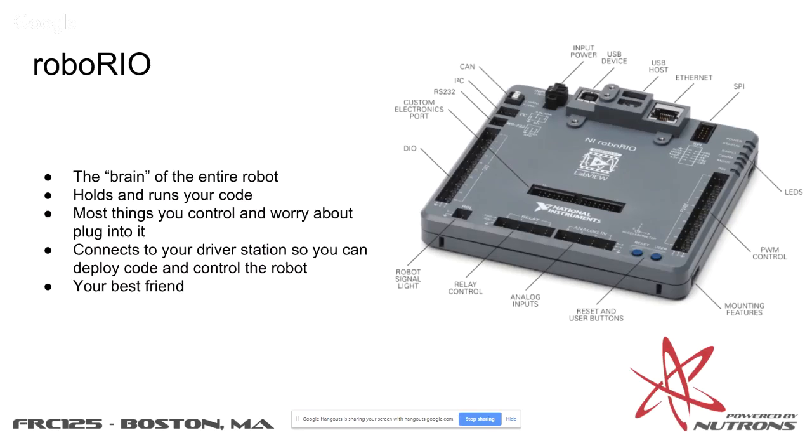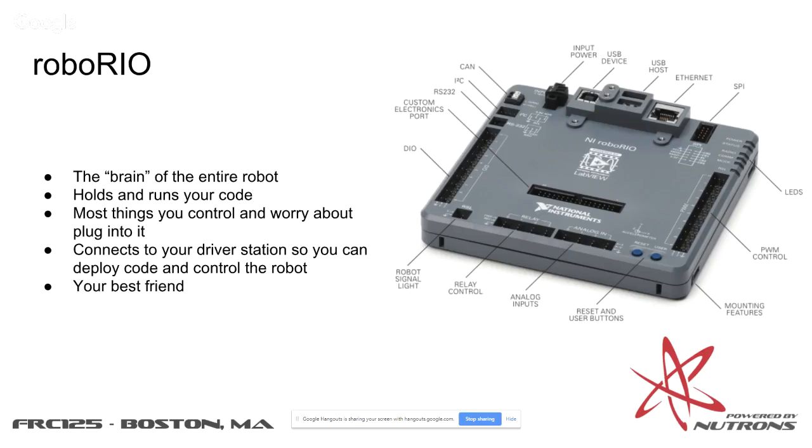So the main thing that you need to really worry about is the RoboRio, right? So this is the brain of the entire robot. It holds and runs all of your code. Most things you worry about, all the motors and sensors and stuff, plug directly into it, and it connects to your driver station so you can deploy code and control the robot. It's really important to know how this works at a very deep level because it's your best friend.